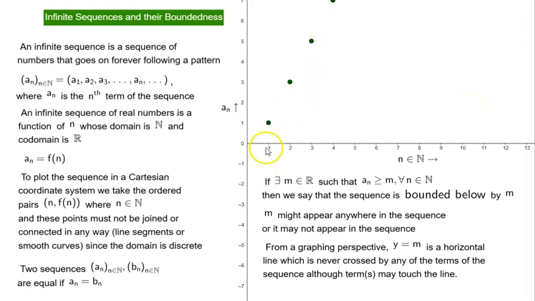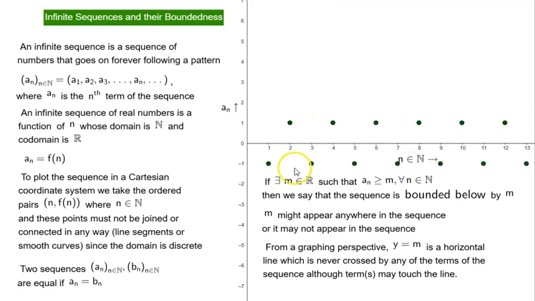Now what is this? When n is 1, a sub n is 1. When n is 2, a sub n is 3. When it is 3, it is 5. When it is 4, it is 7. So this is a sub n is equal to 2n minus 1, which is 1, 3, 5, 7. So basically all the odd numbers starting from 1. So here it is bounded below by 1 and it is unbounded above.